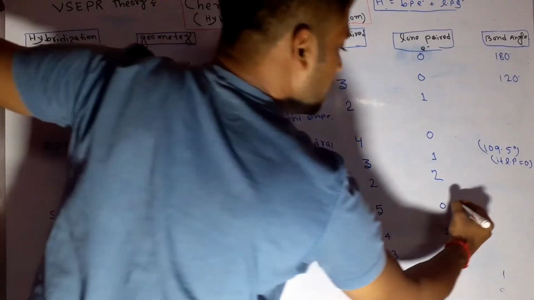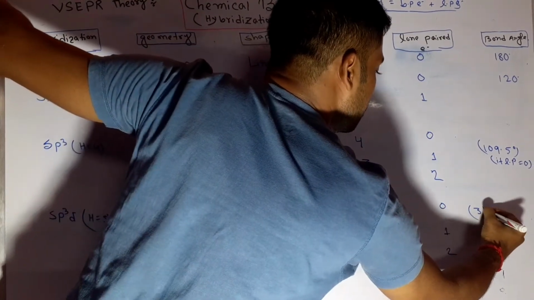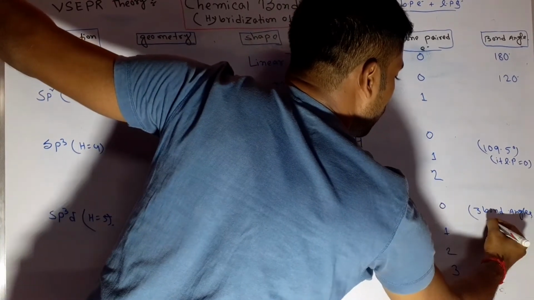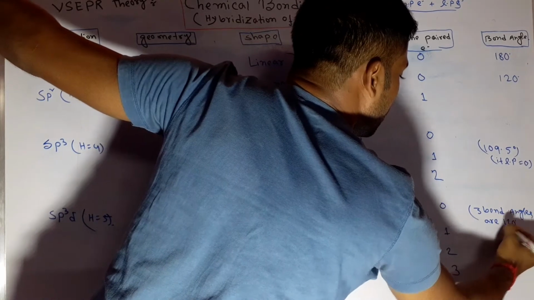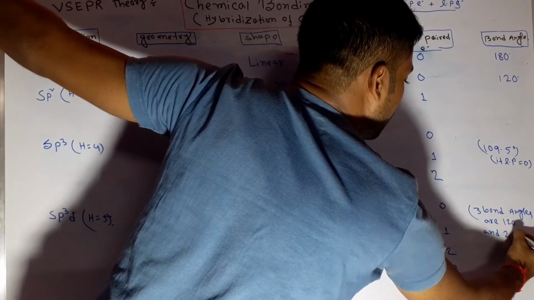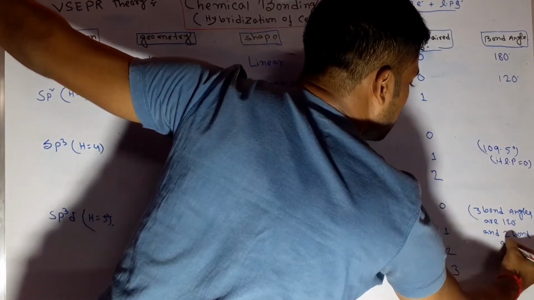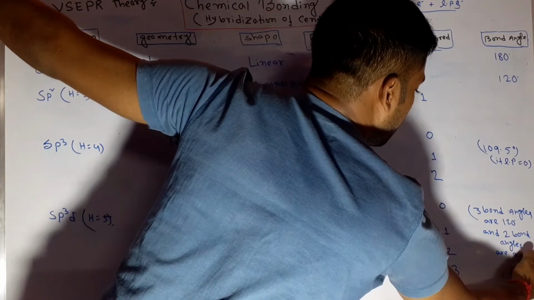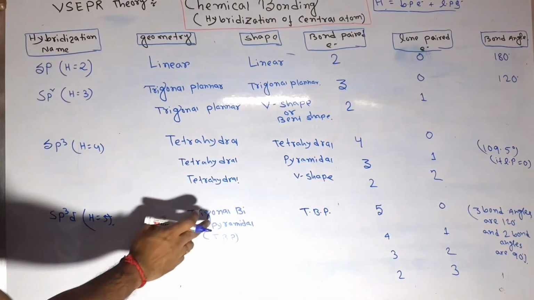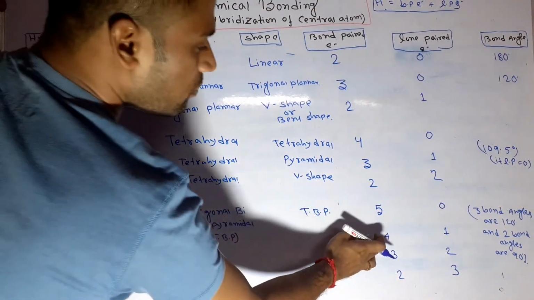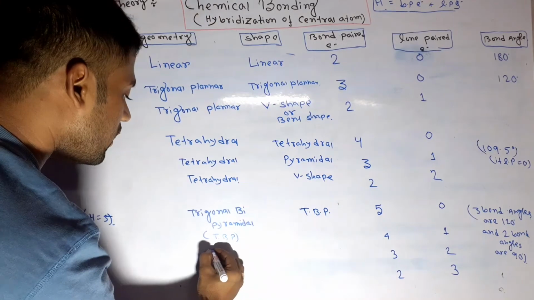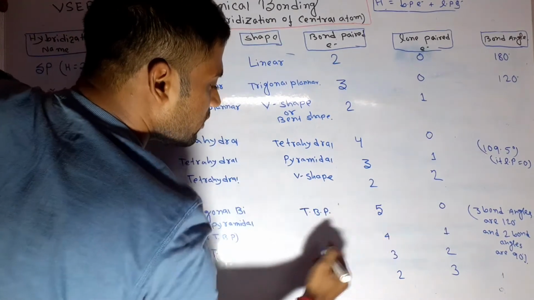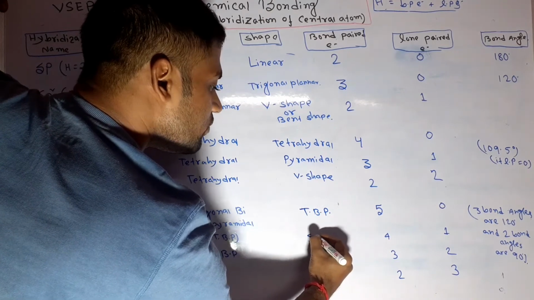What is the bond angle? In this case, 3 bond angles are 120 degrees and 2 bond angles are 90 degrees. Then if bond pair 4 and lone pair 1, the geometry does not change, it is TBP, but the shape changes due to the presence of the lone pair, that means seesaw.